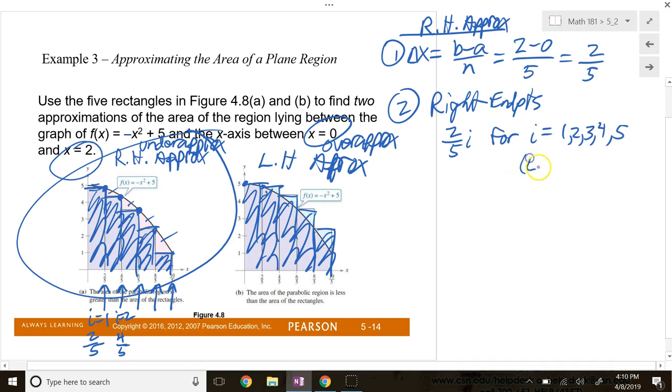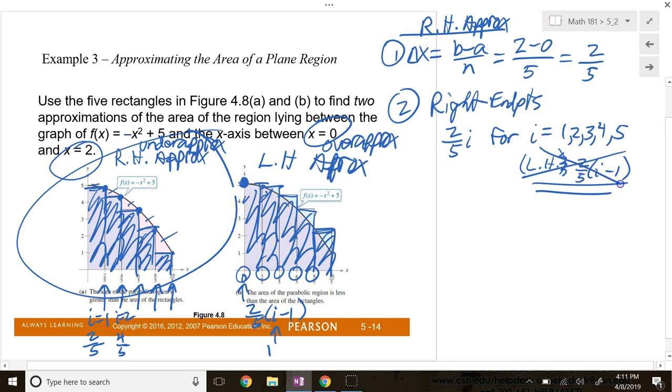And by the way, make a little note here: for the left-hand approximation, it would be 2/5 times (i minus 1), because you'd want to start here at an x value of 0. So when i is 1, you plug the 1 in and end up with 0. It starts you right there. So you go with 0, and you plug in 2/5, 4/5, 6/5, and 8/5 for the left hand. But again, we're staying with the right hand, though that can be useful when you're doing some of your homework.